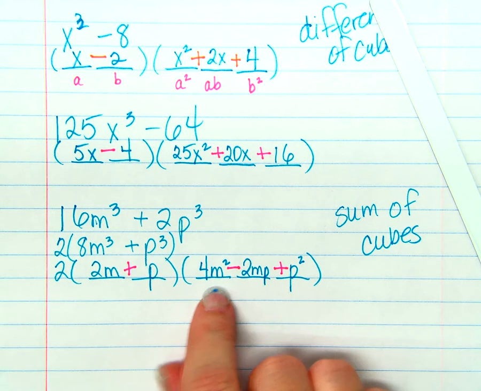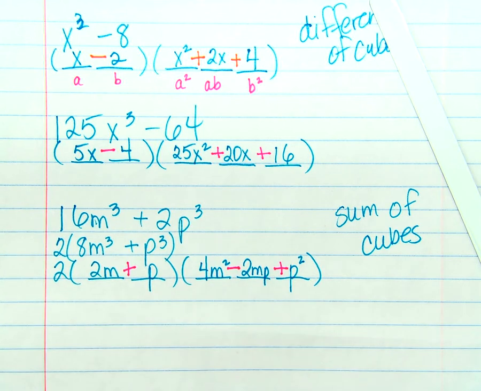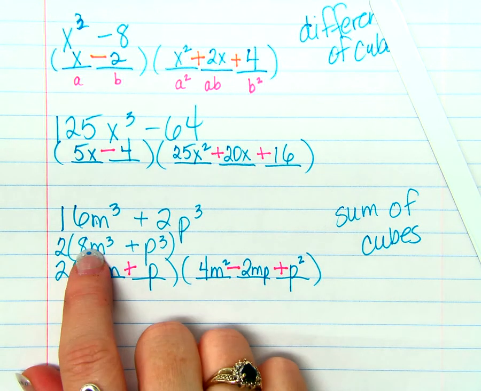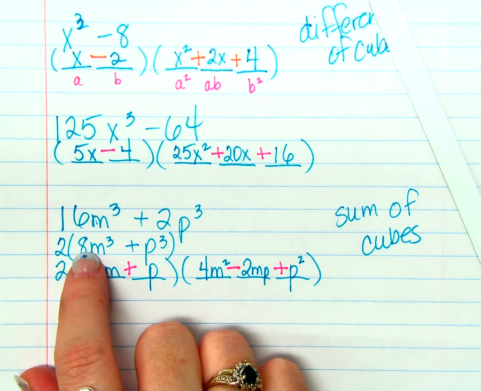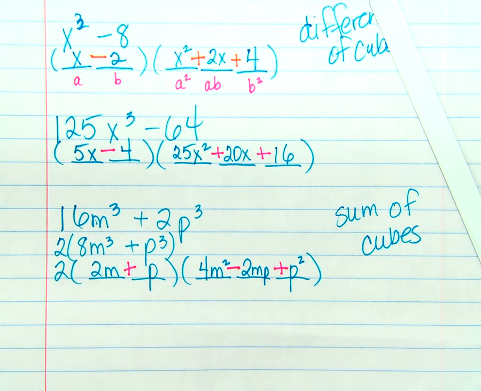4m squared. I took this 2m and I squared it. The first term in the binomial, I square it to get the first term in the trinomial. Good question. This one right here? From the first term of the problem, the 8m cubed, what times what times what gives me 8m cubed? And it has to all be the same things. Okay? Does that make sense?